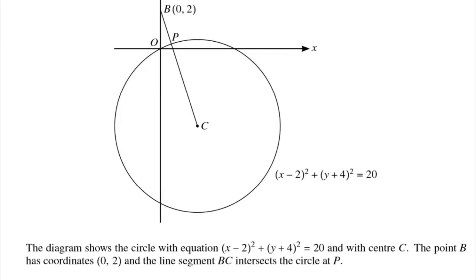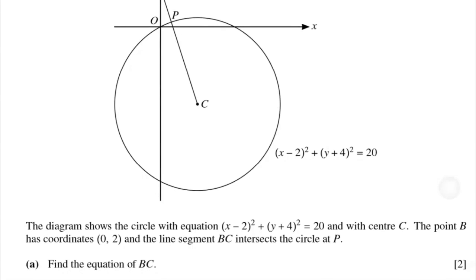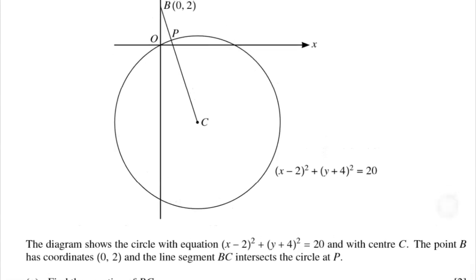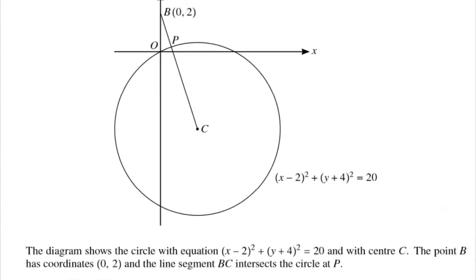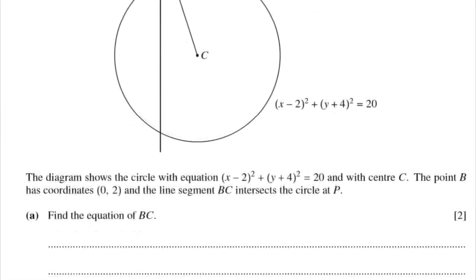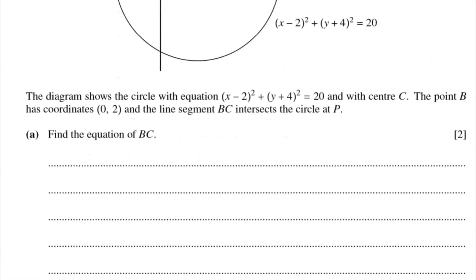The point B and the line segment BC intersects the circle at P. Okay, we see that. Find the equation of BC. Well, BC is a straight line, so we're just finding the equation of a straight line. What do we know? Well, we know one end, B. Do we know the other end, C? Well, of course we do. The other end is the center of the circle.